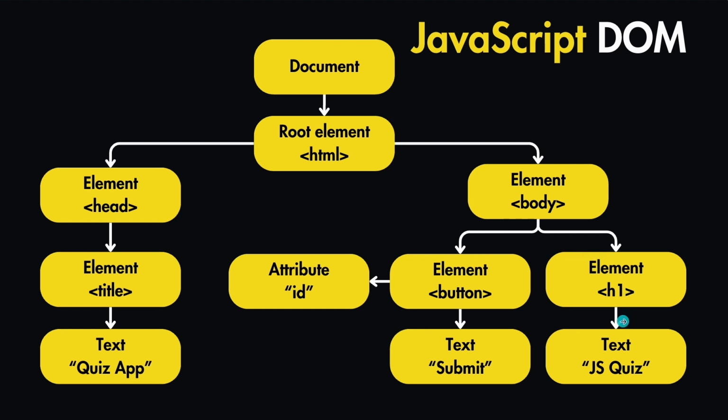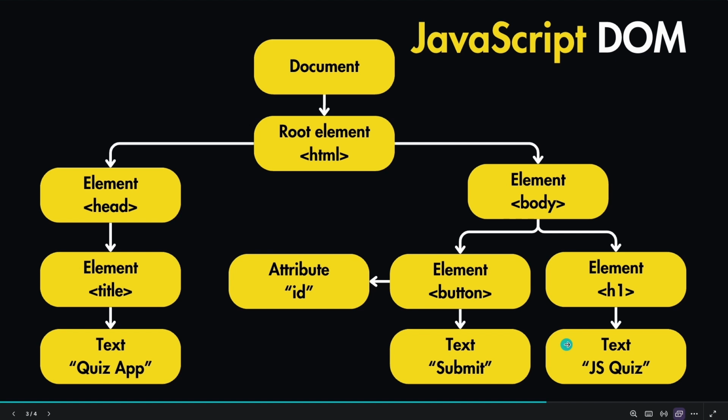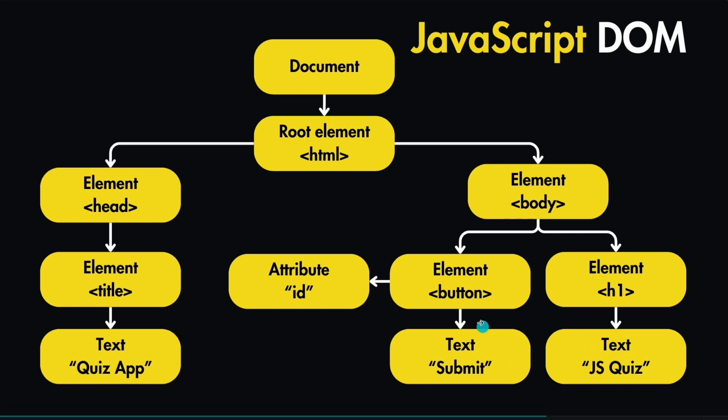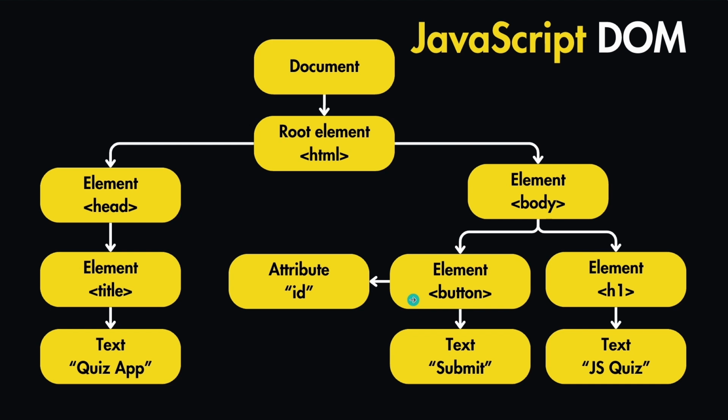And then inside of each element, you can also have text content. For example, inside of the h1, you can have JavaScript quiz. Inside of the button, you can have the submit text and so on. And additionally, each element can also have attributes. For example, you can attach an ID to this button, or you can attach a class name or styles, and these are called attributes in the DOM model.